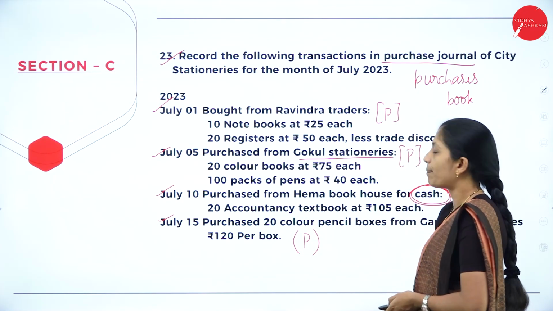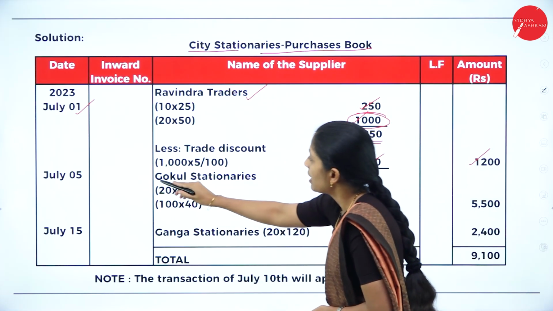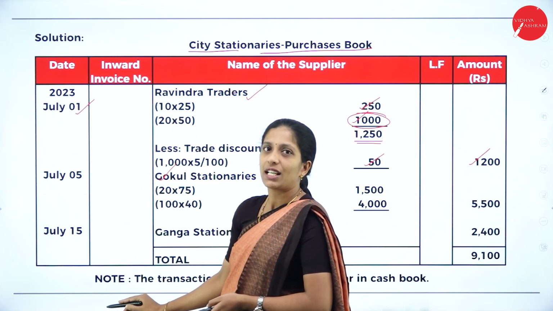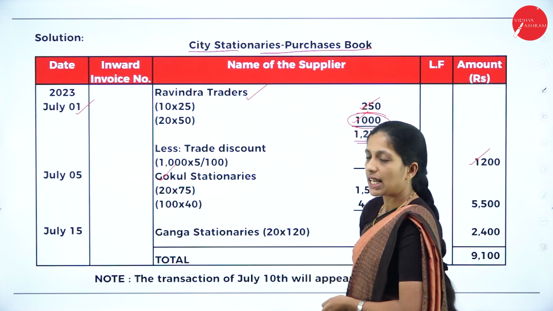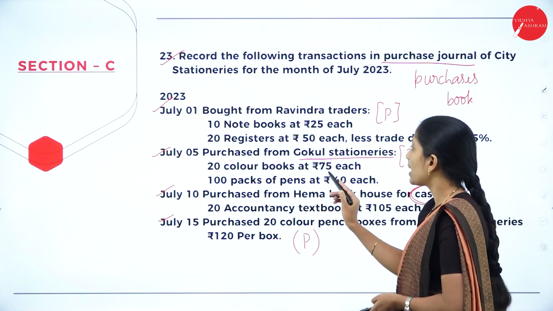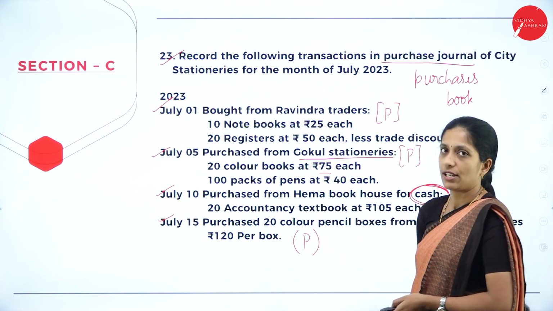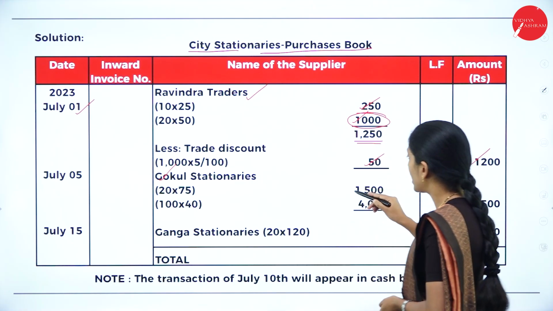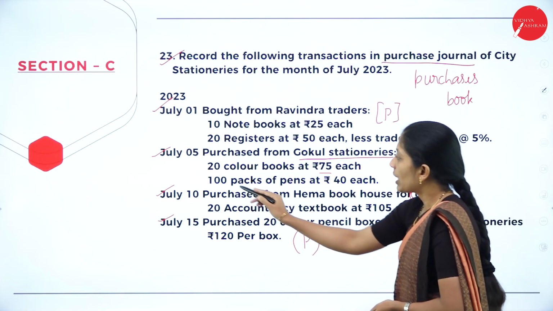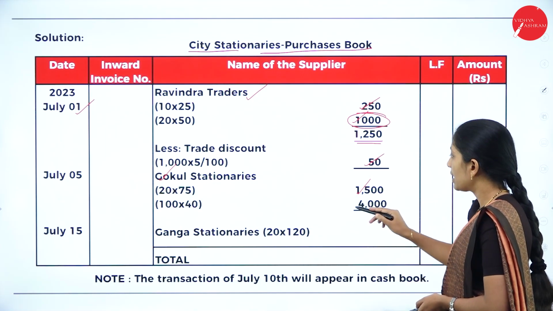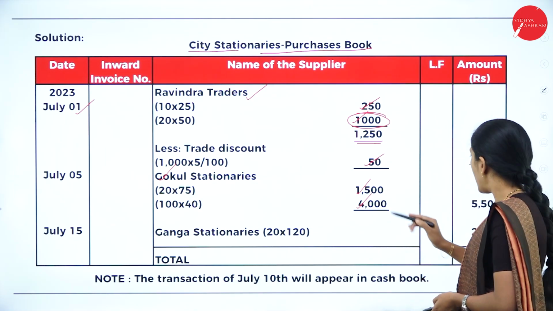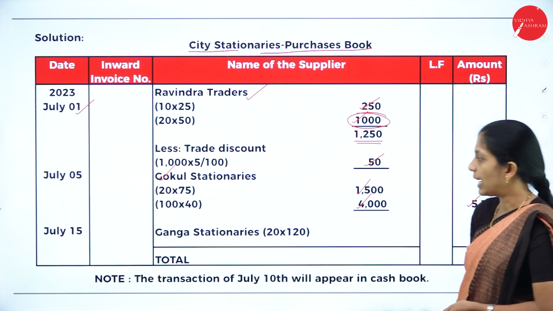So, who is the name of the supplier? Gokul Stationeries. Since they have not given an inward invoice number, you can leave it blank here. What did we purchase? 20 books at 75 each. So, 20 into 75, that is 1500. Next, 100 packs of pen at rupees 40 each. So, 100 into 40, that is 4000. If you add these two, you will get 5500.